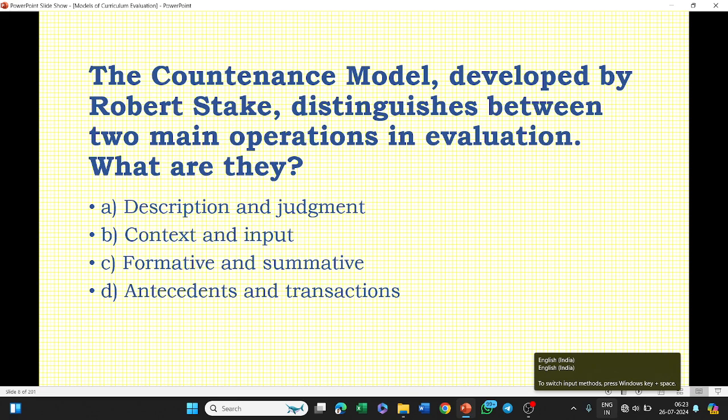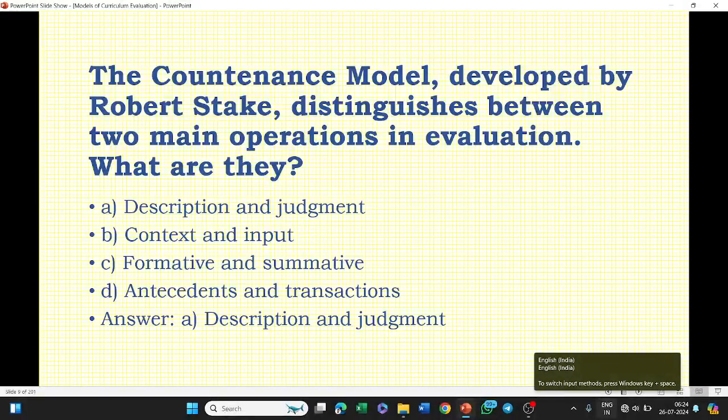The countenance model developed by Robert Stake distinguishes between two main operations in evaluation. What are they? Options: description and judgment, context and input, formative and summative, antecedent and transaction. Answer of this question is option A, that is description and judgment.